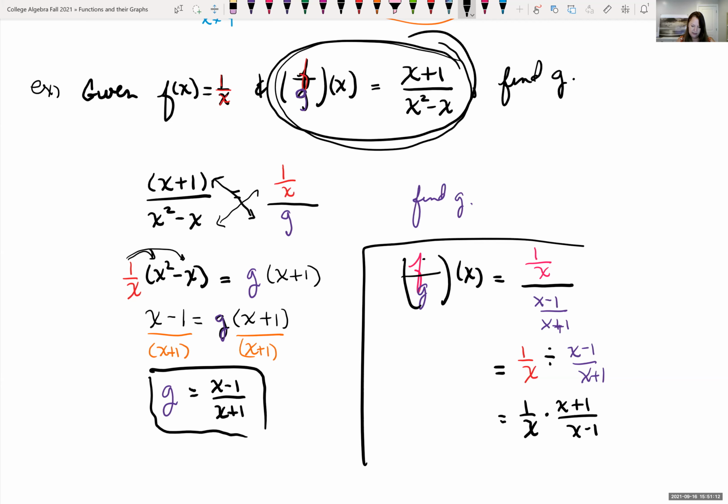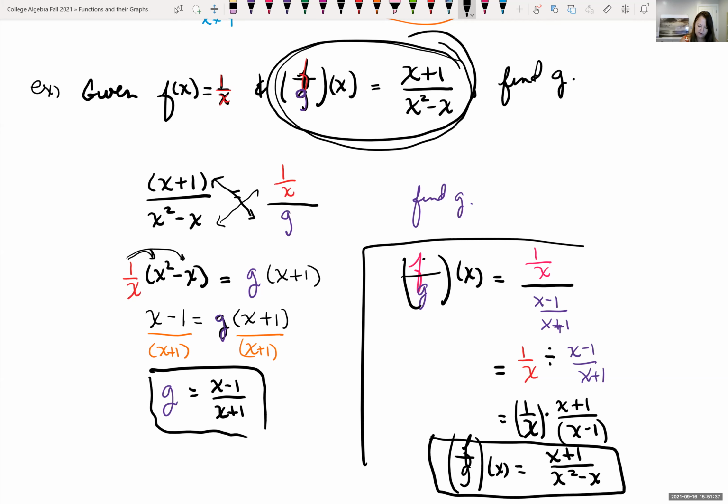If I distribute my 1 in the numerator, I get x plus 1 all over, and if I distribute my x in the denominator, I get x squared minus x. And we were just showing what we did was correct. We would get back x plus 1 over x squared minus x, which we did. So we found the correct g of x.